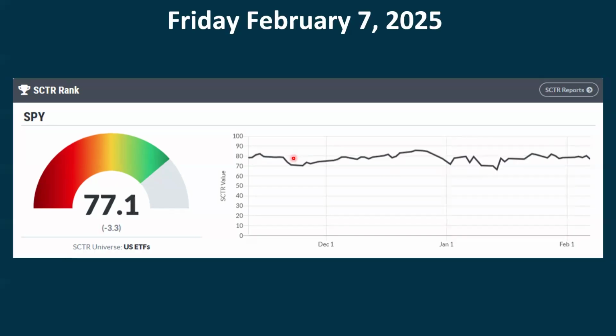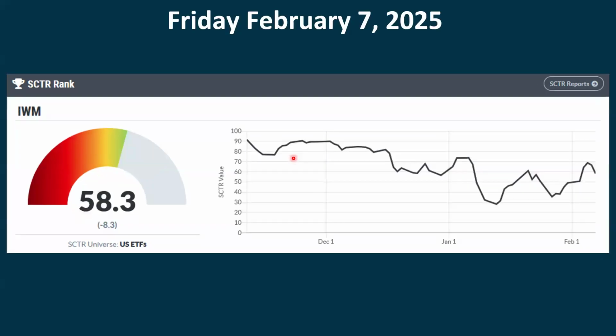Then we have the S&P itself, and it's been chopping around, not really trending at all right now, either in the short or intermediate term. If you look at the weekly chart, it's not trending currently as things have been chopping around. But it's still holding up okay, coming in at 77.1.